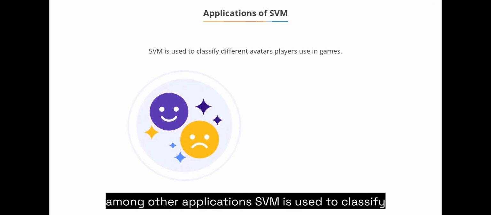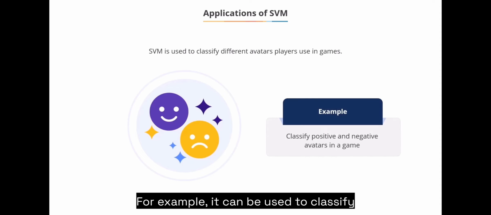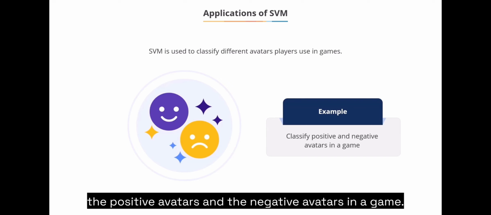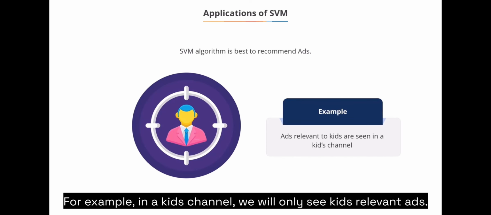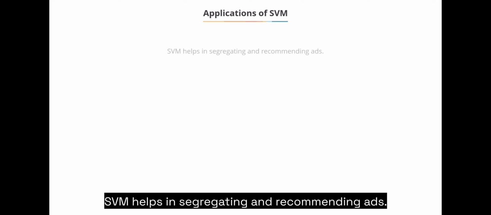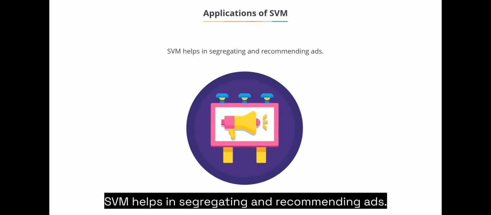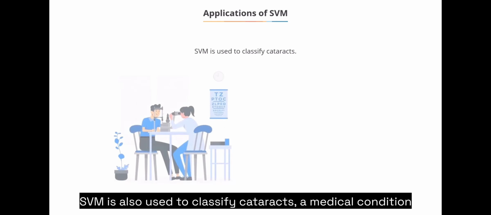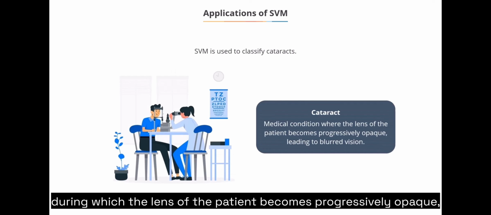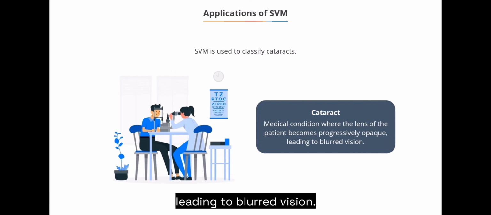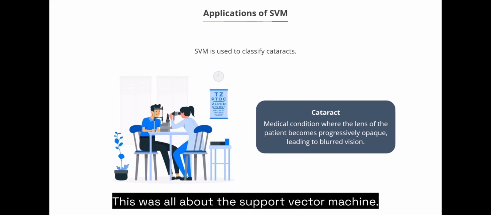Applications. Among other applications, SVM is used to classify the different avatars players use in games. For example, it can be used to classify the positive avatars and the negative avatars in a game. The SVM algorithm is best used to recommend ads. For example, in a kids channel, we will only see kids-relevant ads. SVM helps in segregating and recommending ads. SVM is also used to classify cataracts, a medical condition during which the lens of the patient becomes progressively opaque, leading to blurred vision. This was all about the support vector machine.